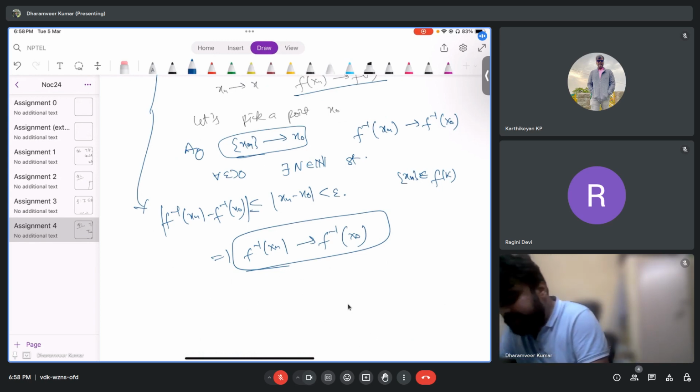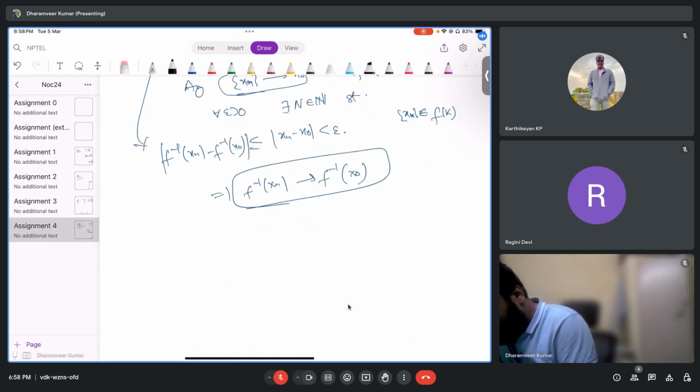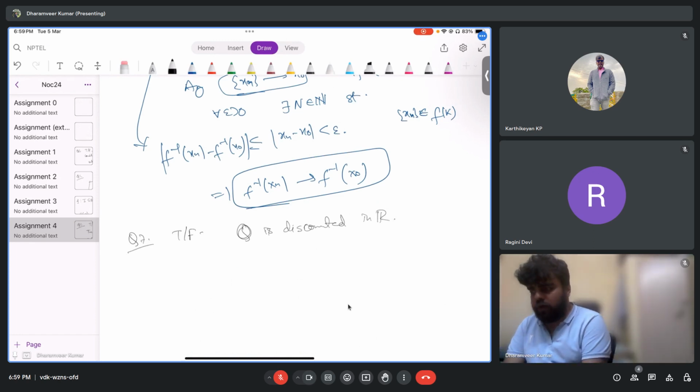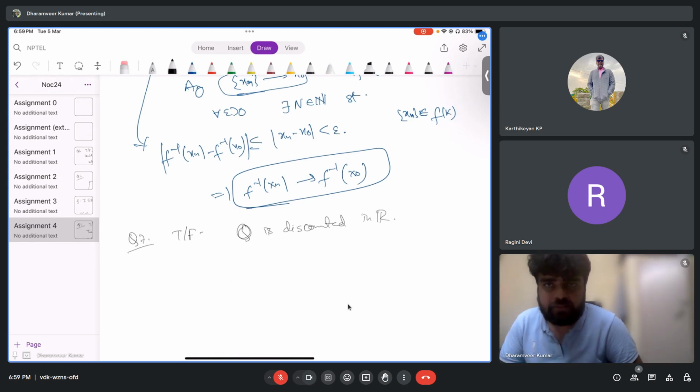Okay, so this is a new question talking about connectedness. Q is disconnected in R. What does disconnected mean? If you take two points, at least one of the points will not lie in the set in between.